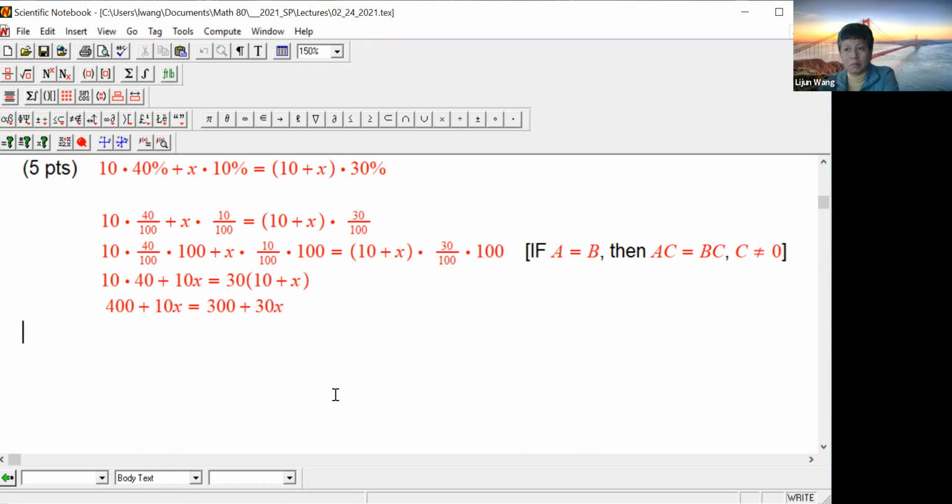Right? And then what you do? You bring the x's together, right? We bring the x's together, what do we get? I got 20x equals 100.